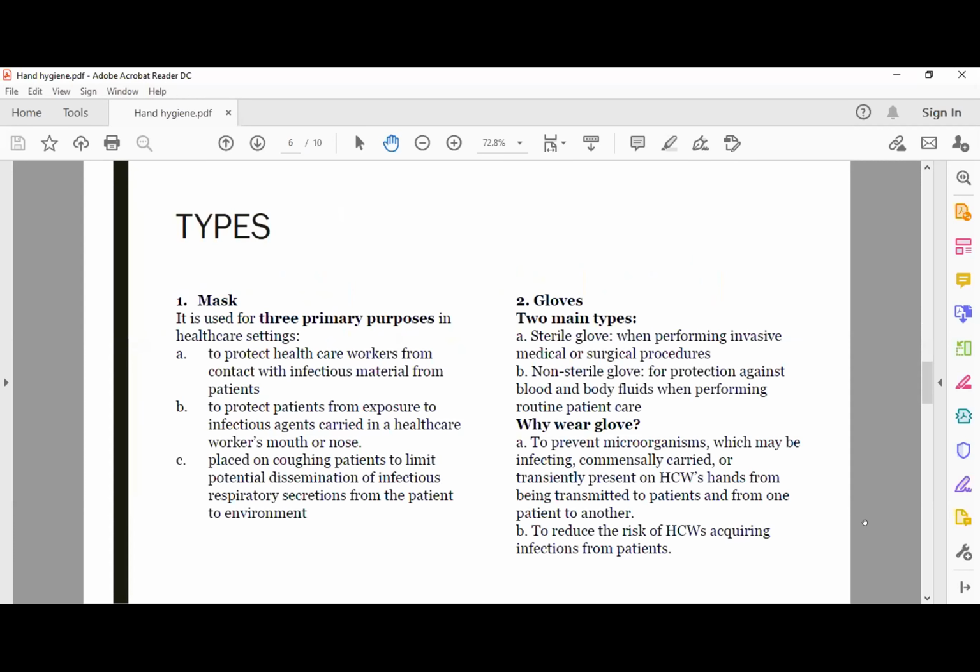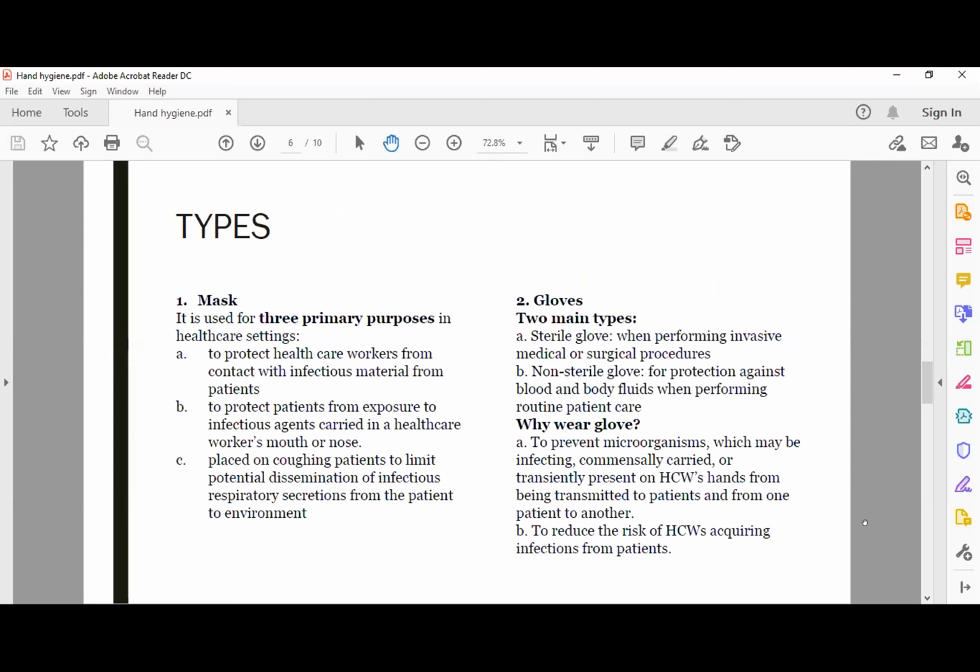So the first one is mask, and it is used for 3 primary purposes, which are to protect the healthcare workers from contact with infectious material from the patient, and vice versa. And the next one is it is placed on the patient to limit potential dissemination from the patient to the environment. And there are 2 types of masks.